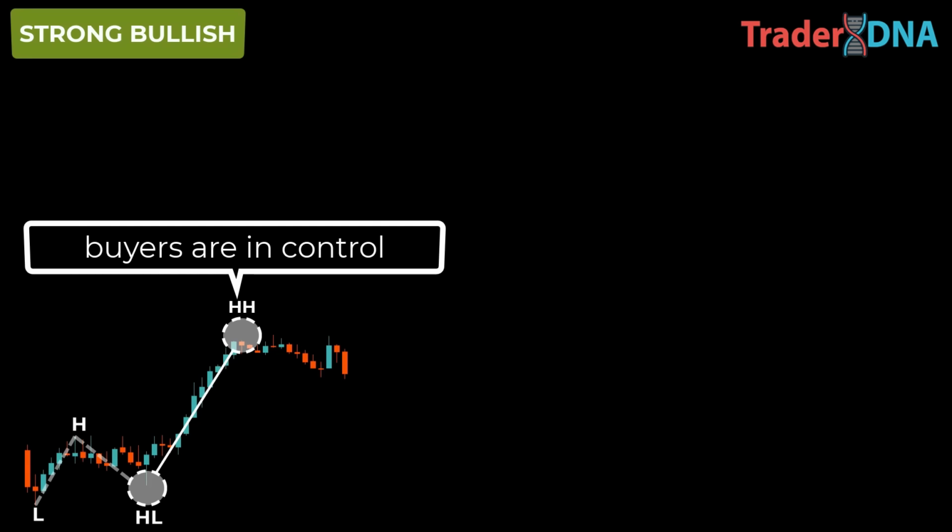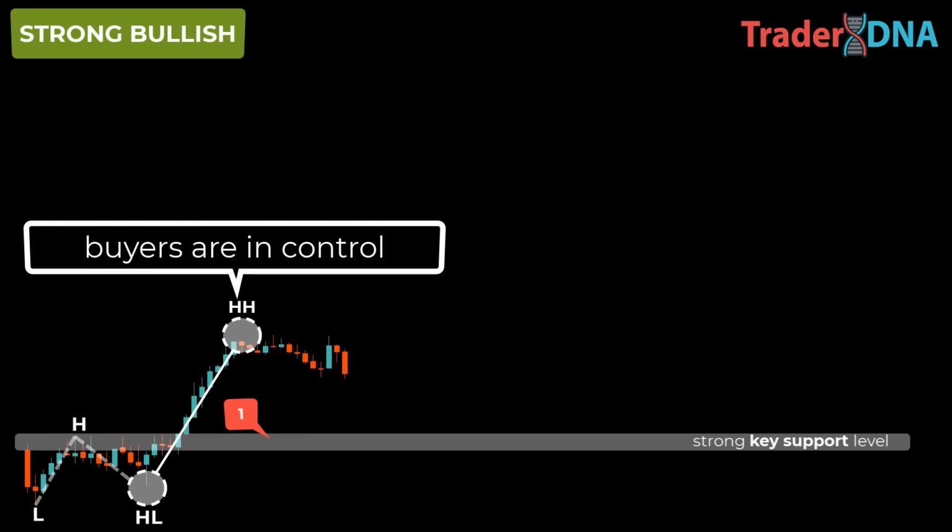So what should traders do in this situation? Step 1. Identify the strong key support level. Step 2. Look for a confluence buy signal, a buy signal that aligns with this strong support level. If you find this setup, you're looking at a high probability trade with huge potential rewards and minimal risk.